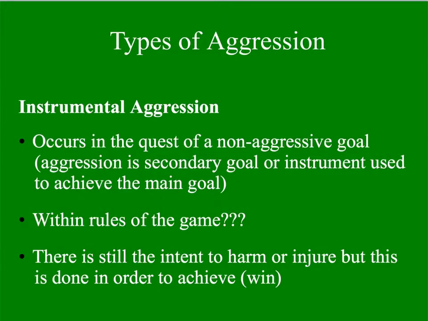The second type of aggression is called instrumental. So instrumental aggression occurs in the quest of a non-aggressive goal. So here there are 2 goals. The main goal is that you want to achieve the win or the result. So in order to achieve that result, it may be that you've got to be aggressive. In other words, the instrumental bit comes in because the aggression is the instrument that we use to achieve the main goal, which is to gain the result. This is a very grey area as to whether this is within the rules of the game sometimes as well.